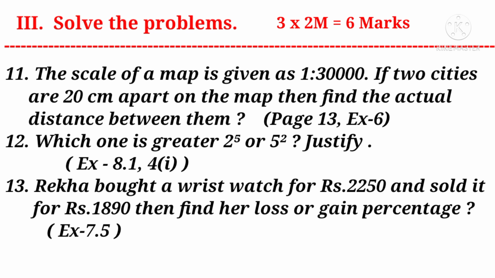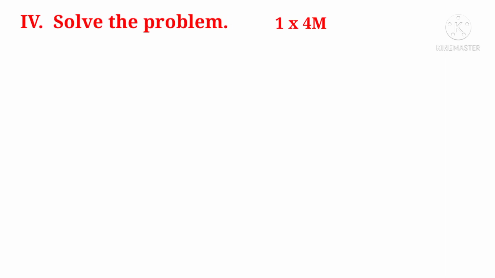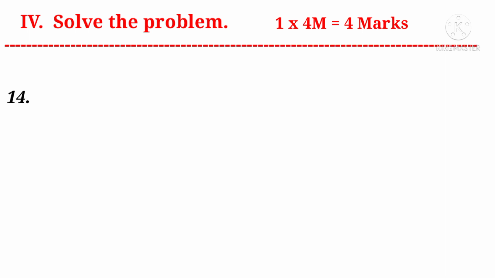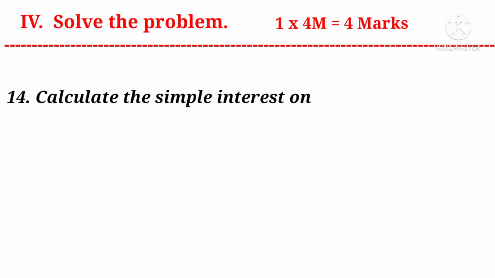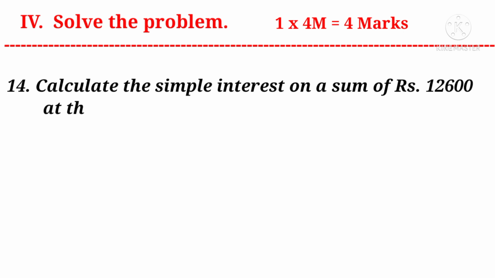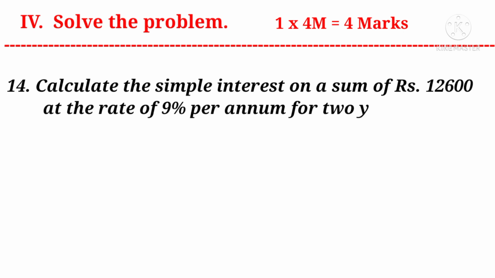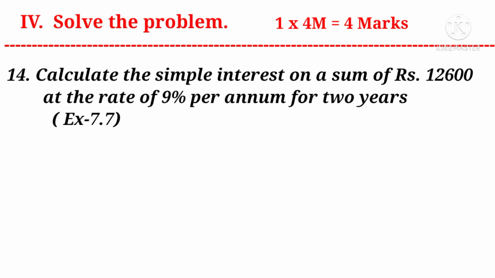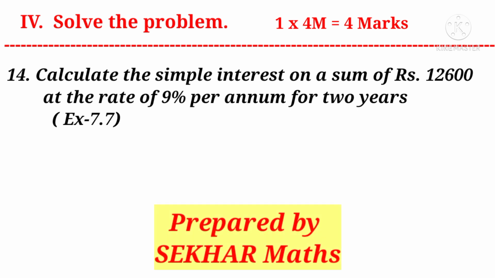Now let us take Roman number 4. Solve the problem. Each question carries 4 marks. There is only one question, so 1 into 4 marks is 4 marks. So 14th question. Calculate the simple interest on a sum of 12,600 rupees at the rate of 9% per annum for 2 years. It is a question from the 7th chapter.